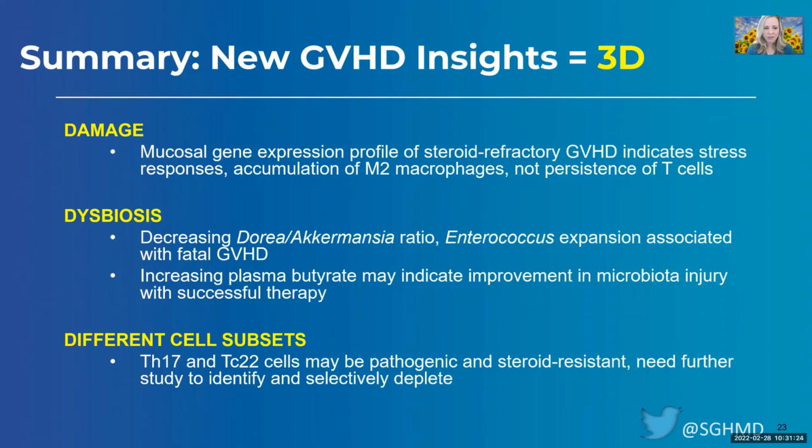And we have to be aware of different T cell subsets that may be at play here. Some studies are suggesting that Th17 and Tc22 cells might be pathogenic in this condition, and they are intrinsically steroid resistant. They need further study to identify and selectively deplete if they are truly driving steroid refractory GVHD in humans.